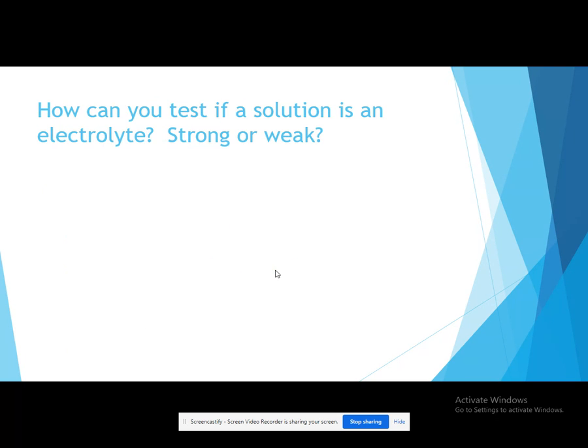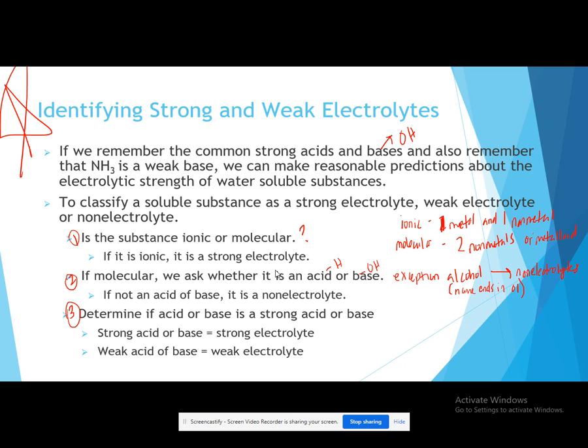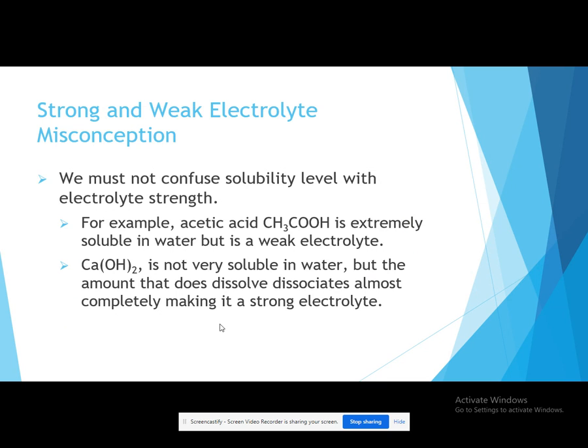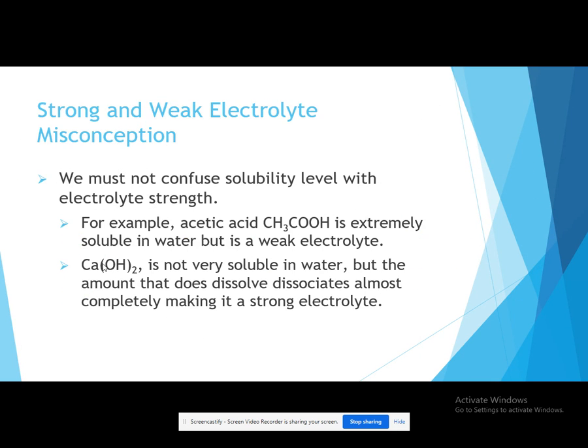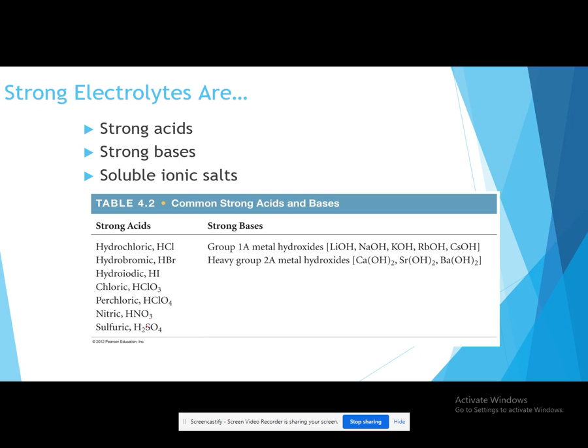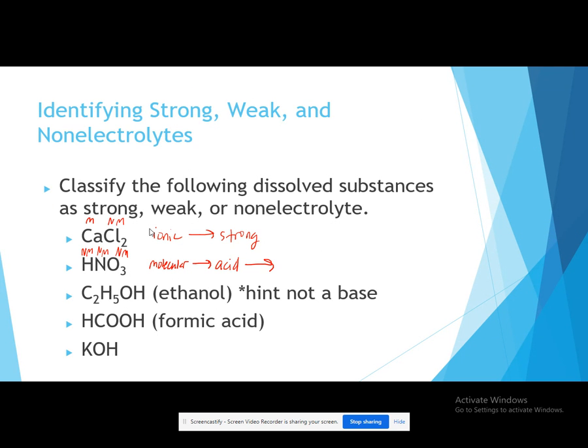That takes us to question 3. Is it a strong acid or a weak acid? So here, HNO3, we have to refer to our acid table. So I go over here, HNO3 is considered a strong acid. So it's a strong acid, which makes it a strong electrolyte. So strong. Okay.